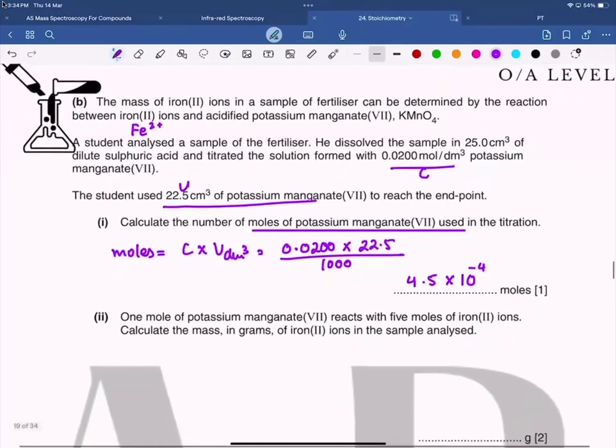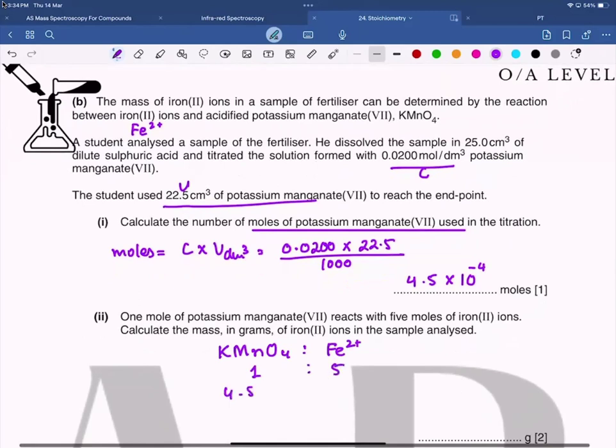Now see, in this question, potassium manganate reacts with 5 moles of iron. Instead of an equation, they have told you the ratio in this way. 1 mole of KMnO4, potassium manganate, reacts with the ratio. So if we got this number of moles, then it would be X. Read the first statement in point 1. It's 1 mole of potassium manganate reacts with 5 moles of iron 2 ions. So the ratio would be KMnO4 1 mole and Fe2 positive 5 moles. Is this clear?